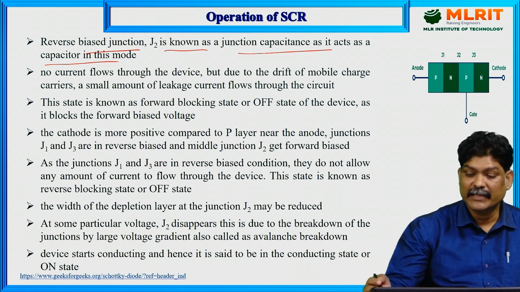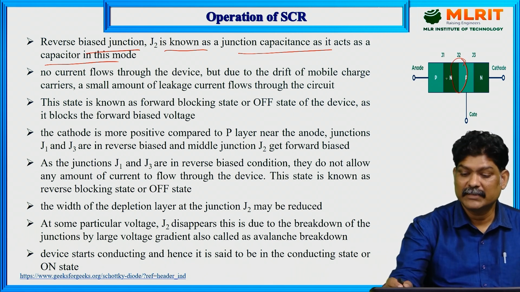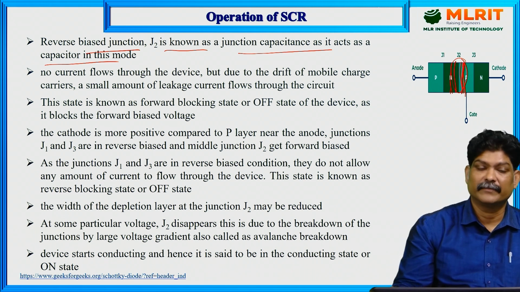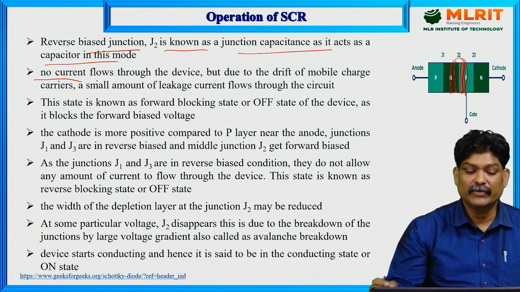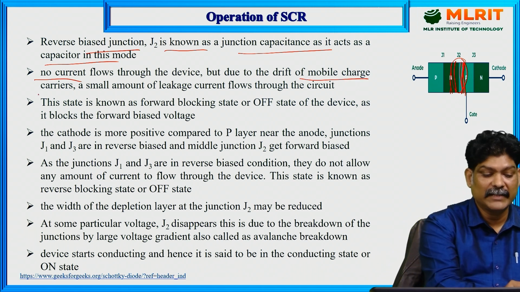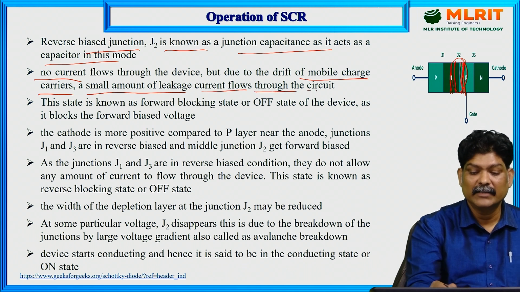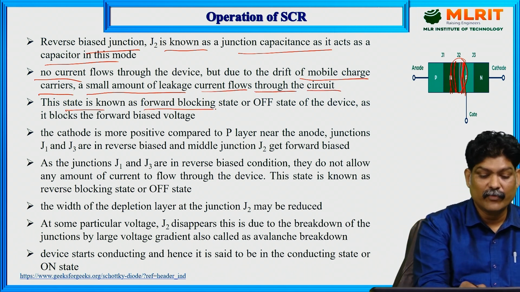So junction J2 acts as a capacitor, because this side, for example, acts as a depletion region here. No current flows through the device, but due to drift of mobile charge carriers, a small amount of leakage current flows through the circuit. This state is known as forward blocking mode.